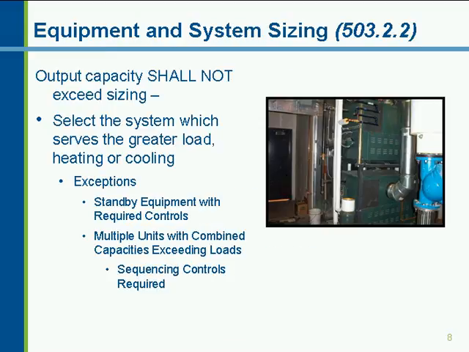The equipment capacity shall not exceed the calculated load that you are required to do, and that is either for heating or cooling, whichever is greater. If you select equipment with a capacity that meets the sizing for the greater of the heating or cooling load, it may be oversized for the remaining load, either heating or cooling, and that is allowed. There are also exceptions for standby equipment that is not running at all times. That can exceed the sizing, and if you have multiple units whose capacities sum to more than the sizing loads, that is allowed as well, as long as there are sequencing controls.